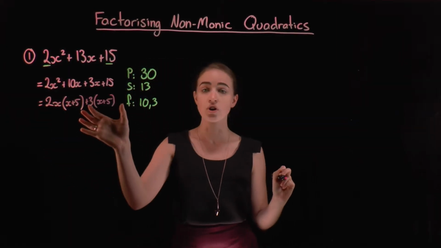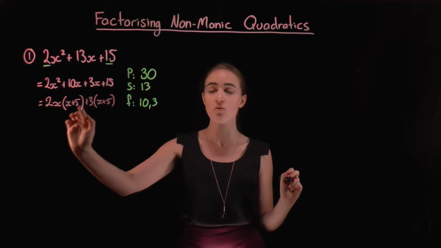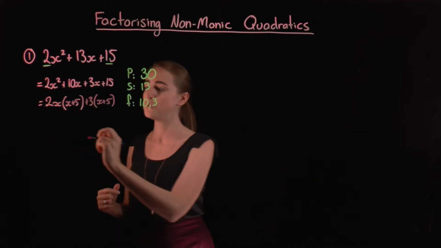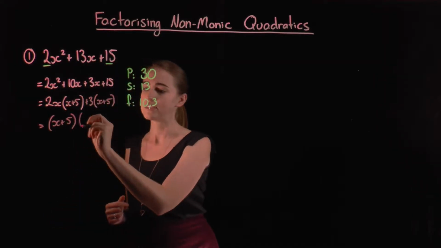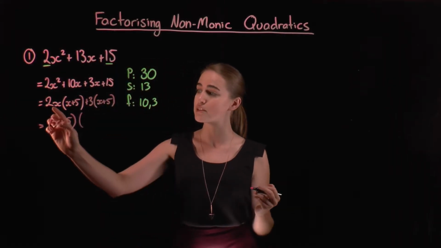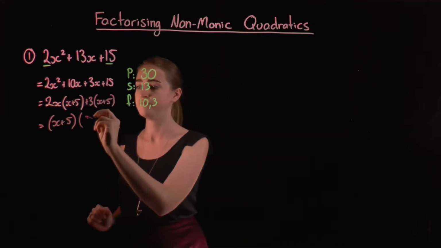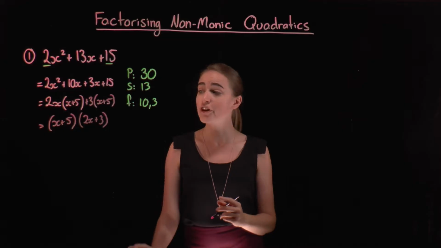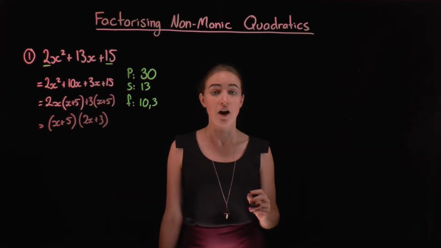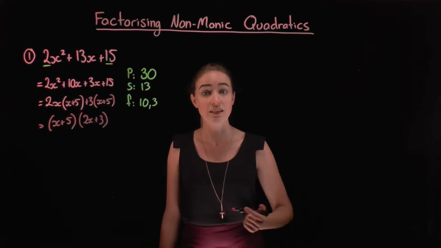Now we have 2 terms, and they both have a common factor of that whole bracket of x plus 5. So we're going to pull that out. Then our second bracket is going to be what's left, so that's going to be our 2x plus 3. All right, so that's our first example of factorising non-monic quadratics. Let's have a look at a second one.